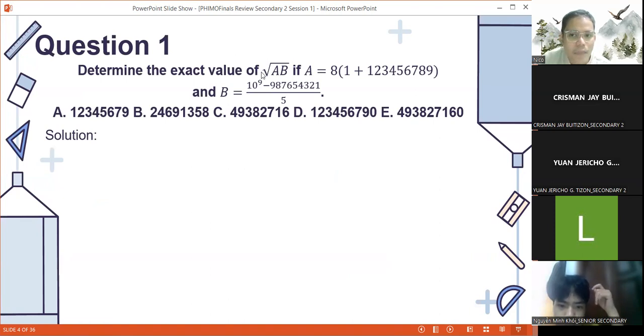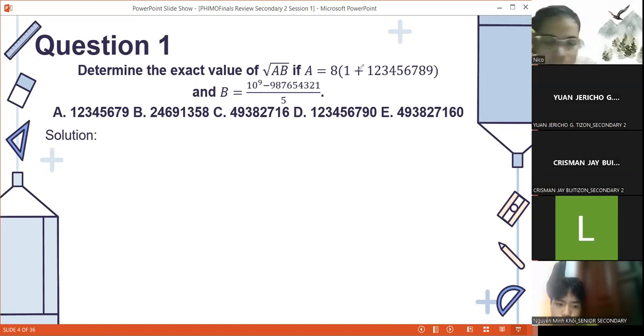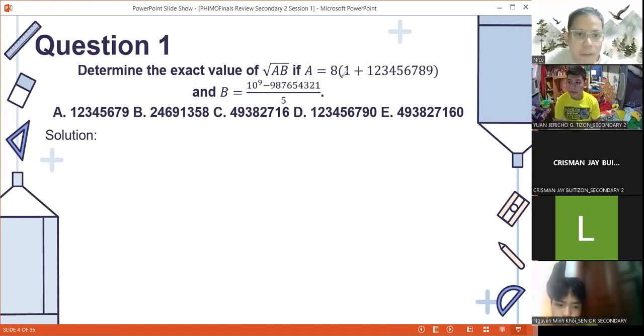Determine the exact value of square root of AB if A is equal to 8 times 1,234,567,891, and B is equal to 10 raised to 9 minus 987,654,321, divided by 5. Okay. So first, if you notice, the problem looks difficult because it is not yet simplified, right?